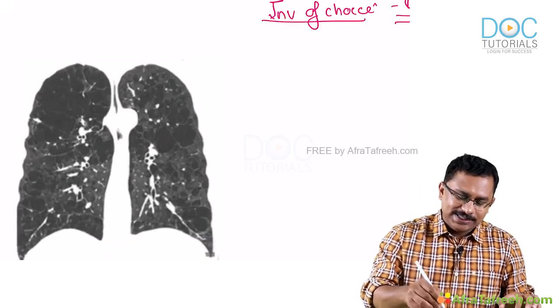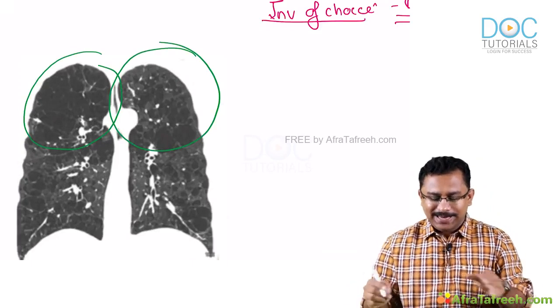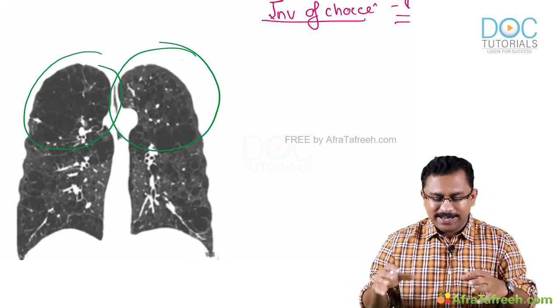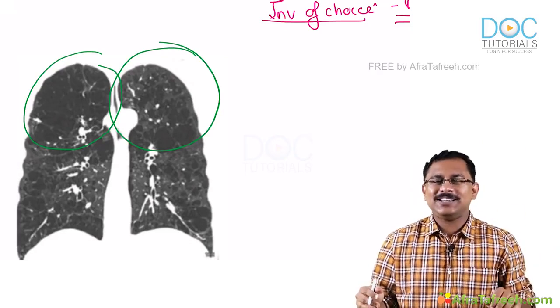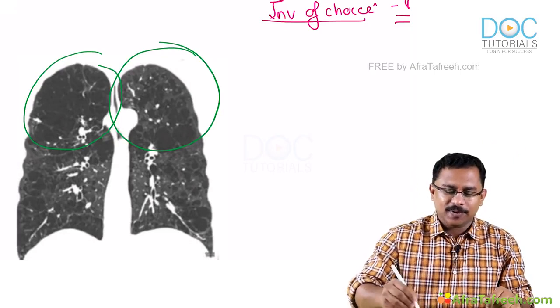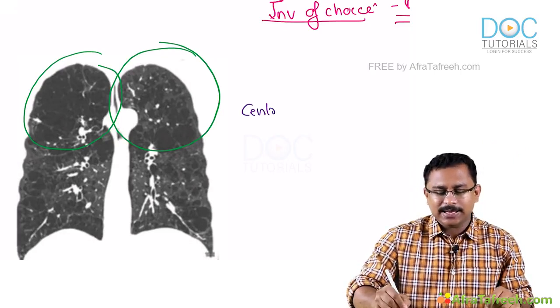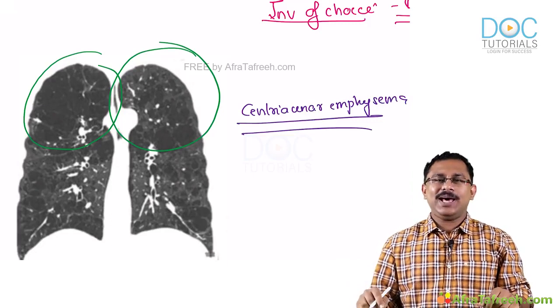Now let me ask you a question. What is the likely pattern here? You can see emphysematous changes everywhere, but it is predominant in the upper zone. So what is that type of emphysema? What is predominant in the upper zone? This is actually a CT thorax of a patient with a centriacinar or centrilobular emphysema. Centriacinar or centrilobular emphysema.